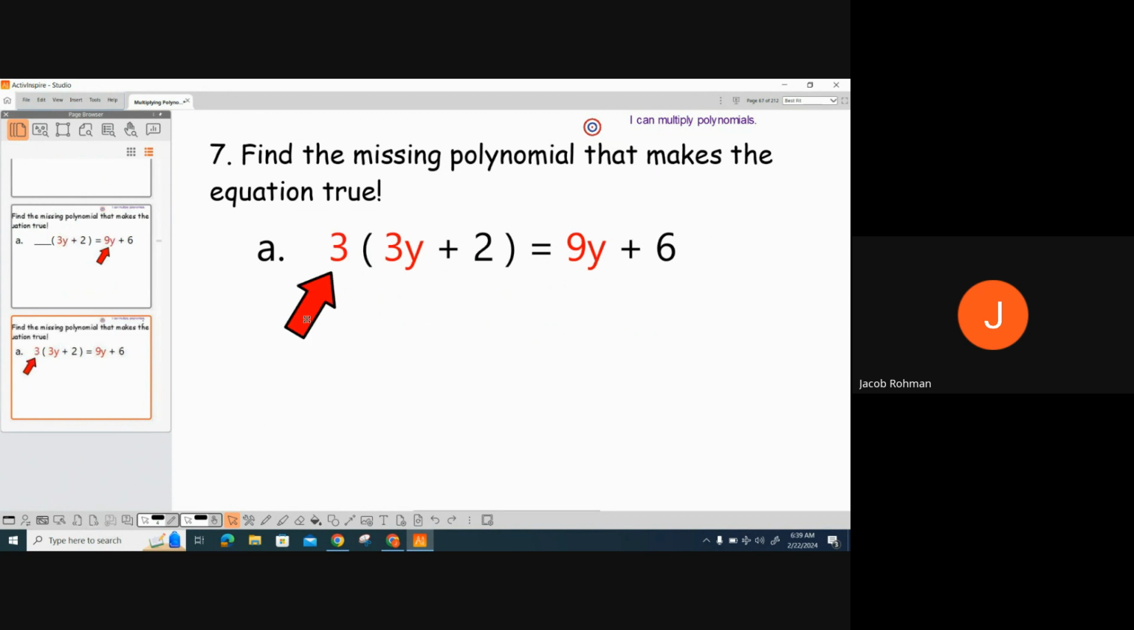So let's test that for a moment. So 3 times 3y would give me 9y. But we also have to test that with the constant. We need a positive 6 here in our answer. And then we can notice that the positive 3 times the positive 2 would give us the positive 6. So in this expression, we would say 3 in the blank is our answer.